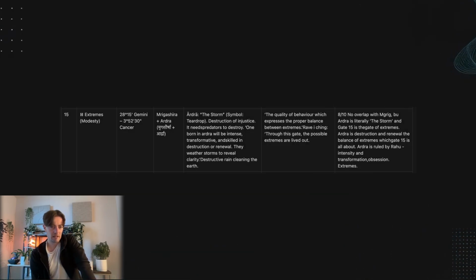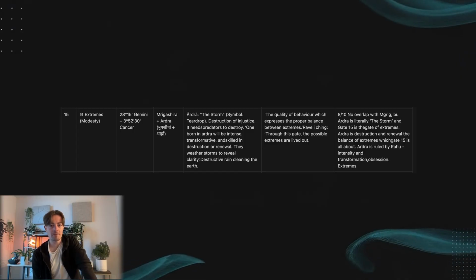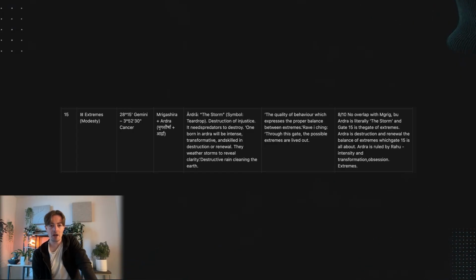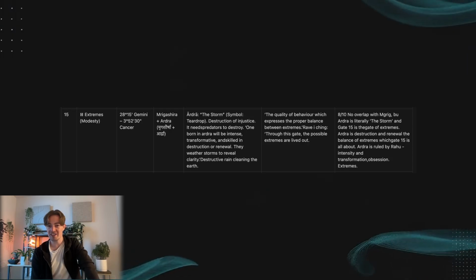Gate 15, extremes, the gate of modesty. This is from about 28 degrees Gemini to 3 degrees of Cancer. This crosses the Mrigashira and Ardra nakshatras. So to get you familiar with the Ardra nakshatra, Ardra is the storm.